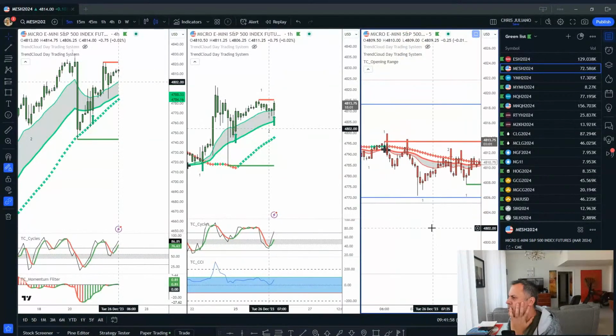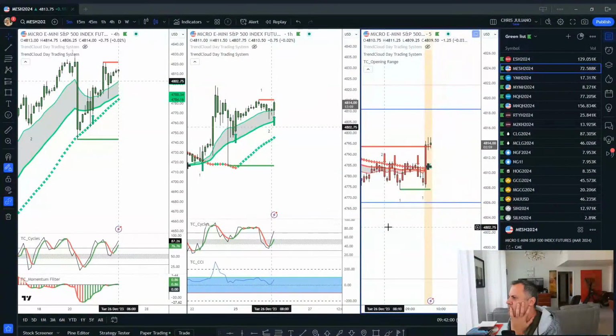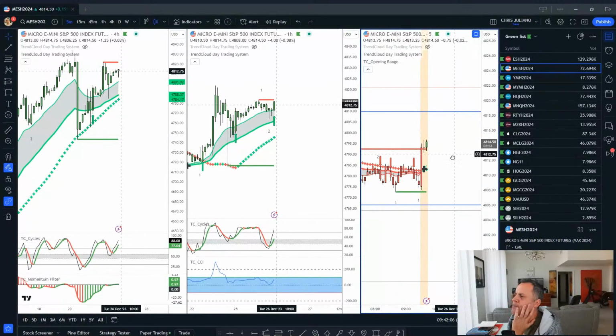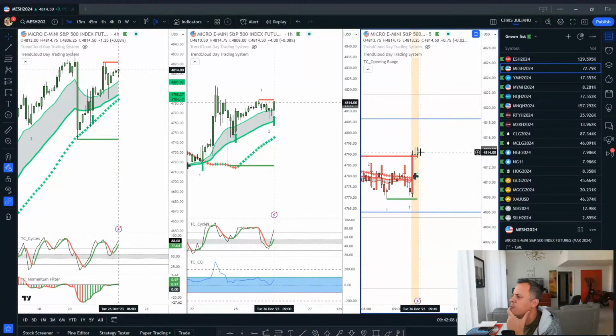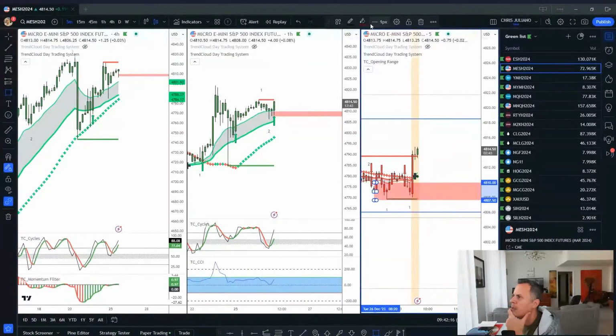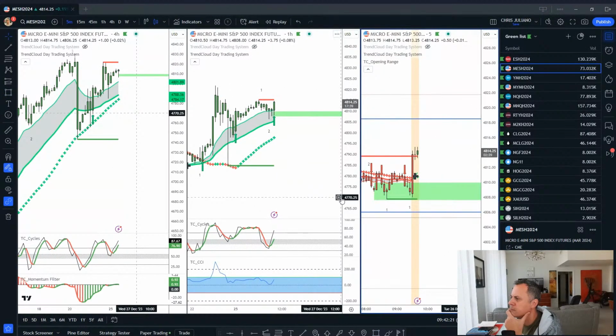Here's the bottom part of the opening range from yesterday. And we do have some structure here, right? So this would have to pull back. If the 5-minute pulls back into this demand zone here, it's probably going to give us a TrendCloud signal.